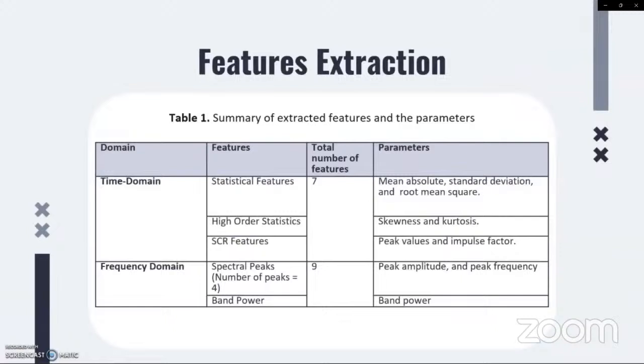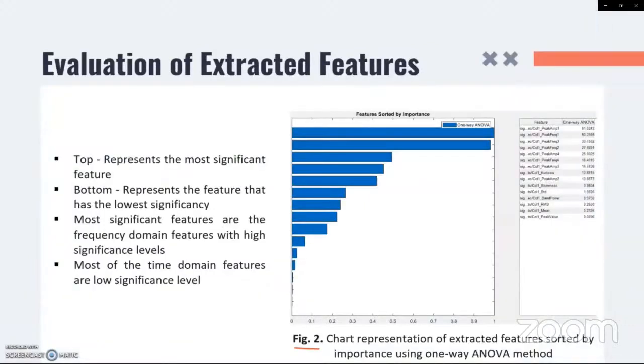So we first have the summary of extracted features, where a total number of 16 features were extracted in time domain and frequency domain altogether. The figure shown is a chart computed using a simulation in MATLAB that has ranked all the extracted features by importance using the ANOVA method. From the top, it represents the most significant feature, meanwhile the bottom represents the feature with the lowest significance level. From here, we can see that the most significant features are the frequency domain features, meanwhile the time domain features have much lower significance levels.